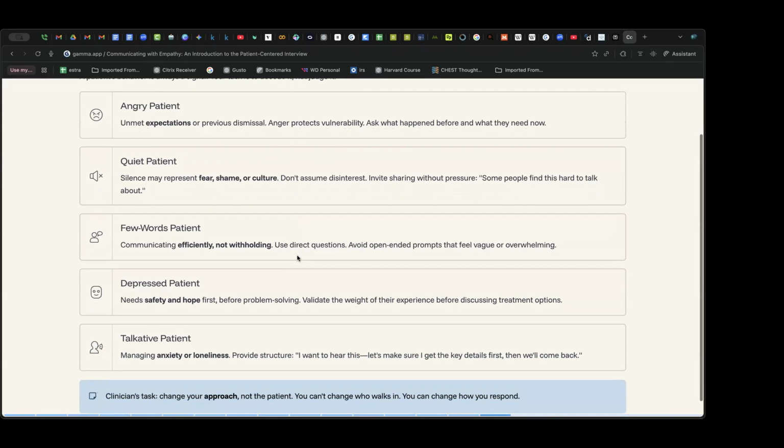The talkative patient is either lonely or anxious or both. So you need to provide structure. Here's how I'm going to do it. I'm going to ask you for this. Within the next 15 minutes, I'm going to finish and go do this. I'm going to be away for about 30 minutes and then I'm going to come back. Try to respect the 30 minutes.